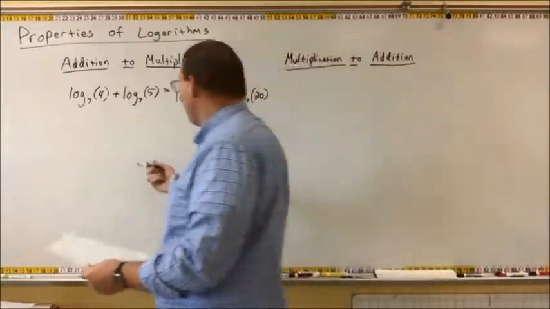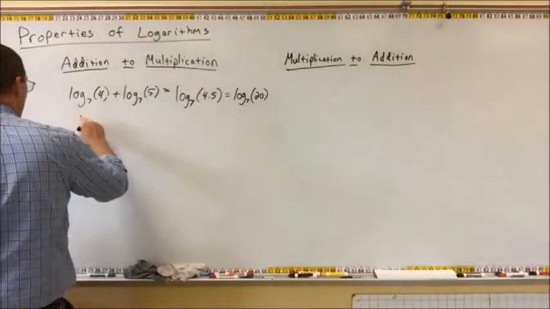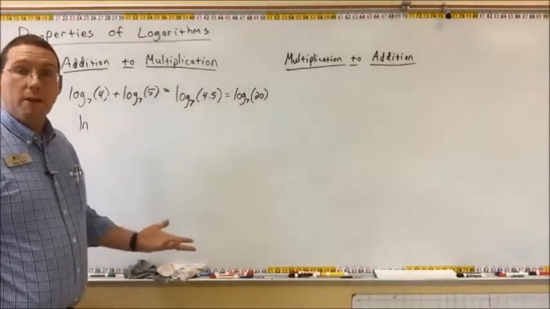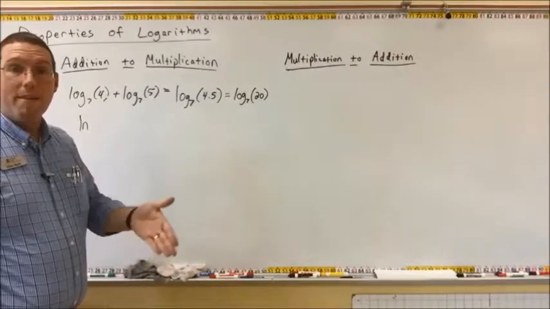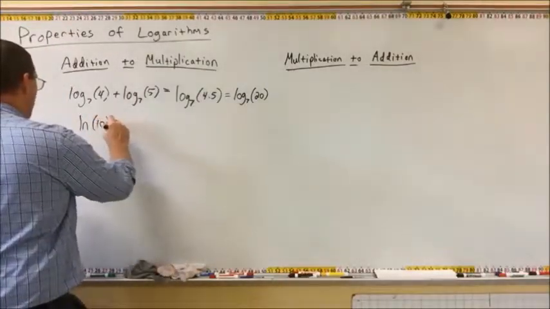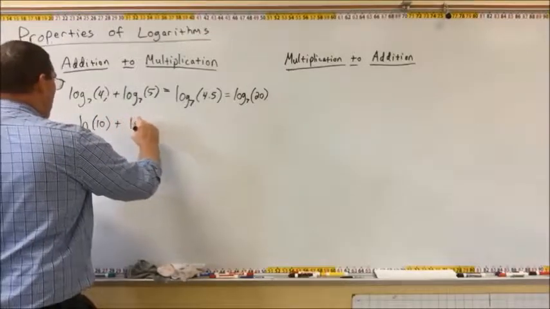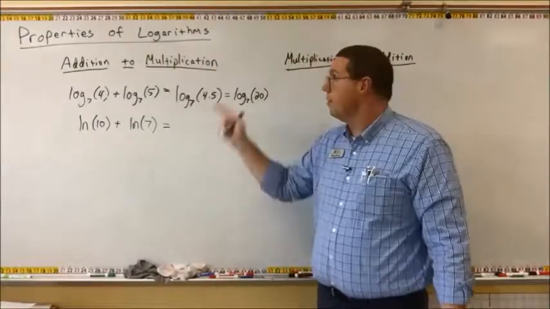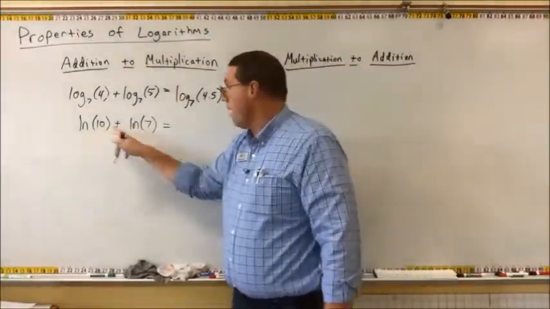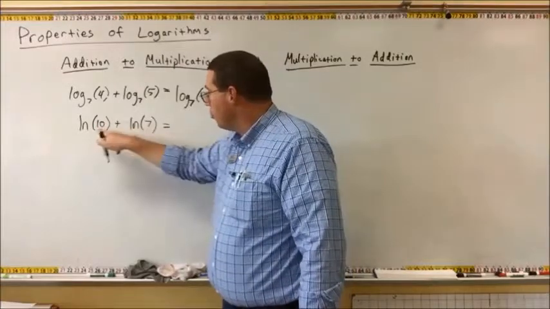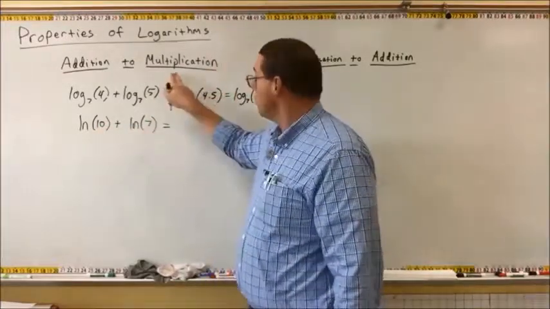All right, and you might be wondering, does that work the same way for the natural log? It sure does, because the natural log is log base e. So if we have the natural log of 10 plus the natural log of 7, what do you think that this would be based on this rule? It's the same base. We're adding, and therefore, what are we going to do with the two inside pieces? We're going to multiply them, right?